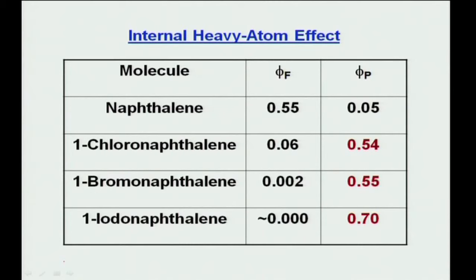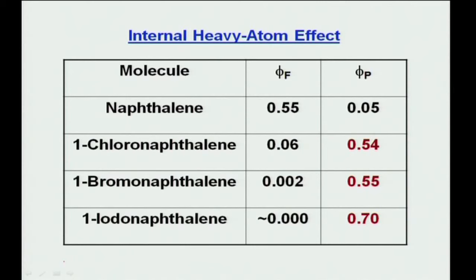In 1-chloronaphthalene, what happens to the fluorescence quantum yield? It immediately decreases to 0.06. Accordingly, the phi p, which is the phosphorescence, is increased. Why? Because chlorine now is heavier than hydrogen. It has introduced that heavy atom effect, and it has enhanced intersystem crossing by spin orbit coupling.